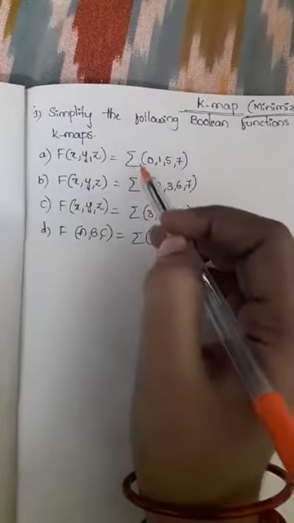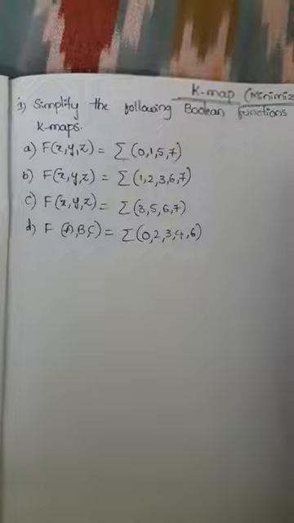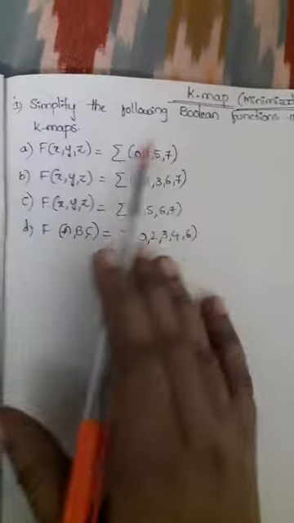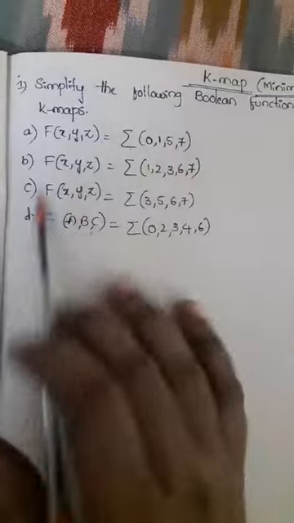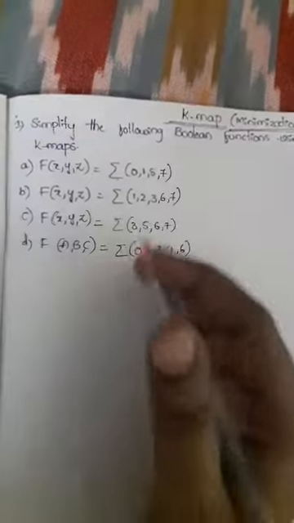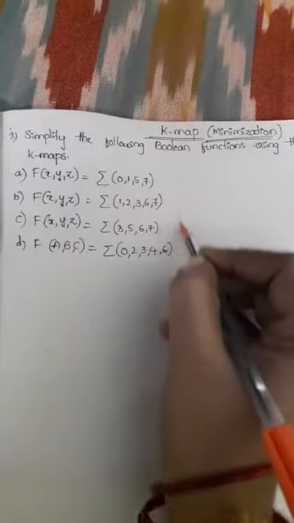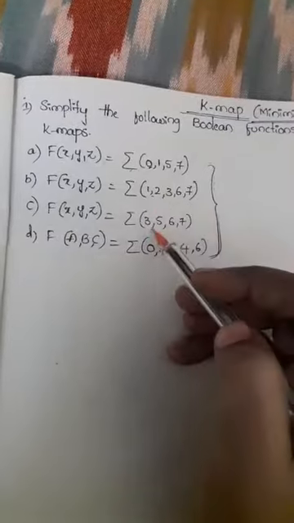Depending on that symbol we can first identify whether it is SOP or POS. After that, if it is SOP it has some rules, and if it is POS it has some rules. Depending on those rules we will find the K-map. Here, the first problem consists of four problems, and all four problems consist of three variables only. These four problems are related to SOP or POS. First check it: all the problems consist of the summation symbol.